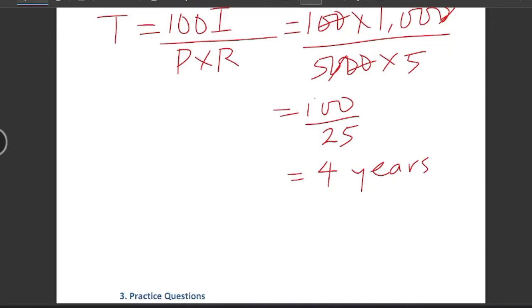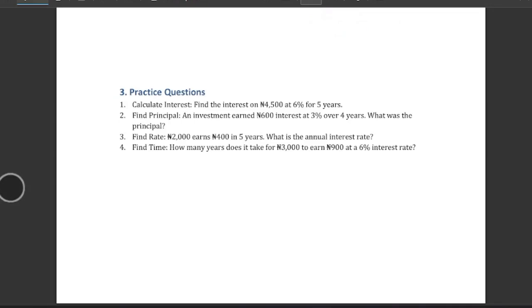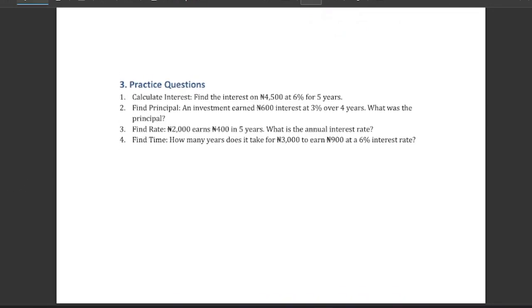I hope this is very clear. So that is that on this one. So you have these practice questions you can try on your own. To calculate the interest: find the interest on 4,500 naira at 6% for 5 years, that's simple interest. To find principal: an investment earns 600 naira interest at 3% over 4 years.